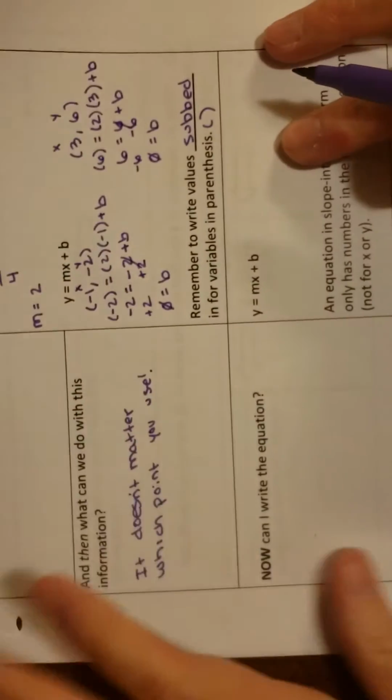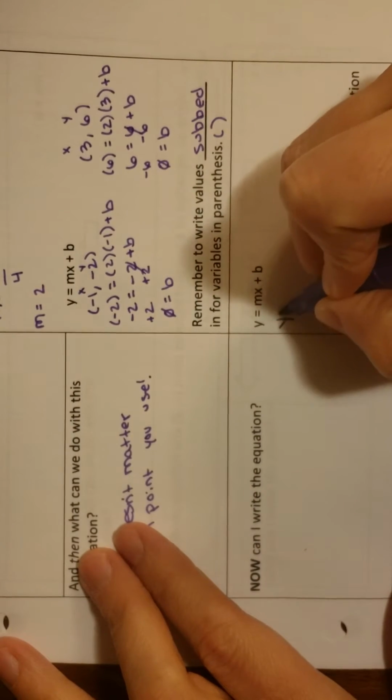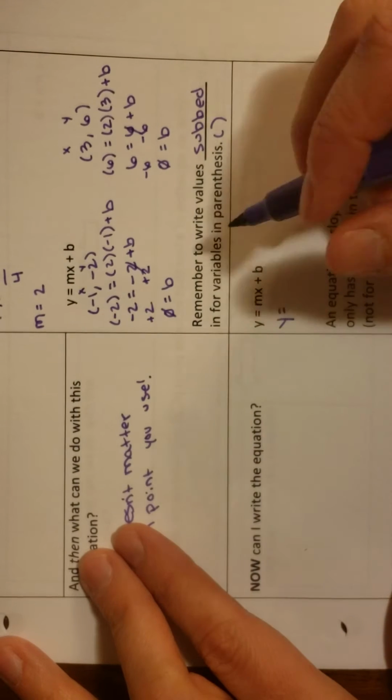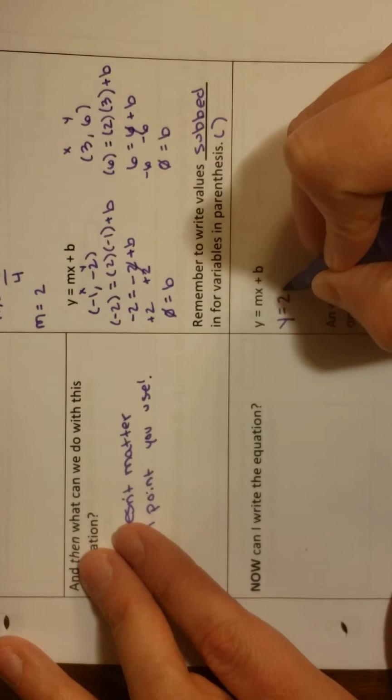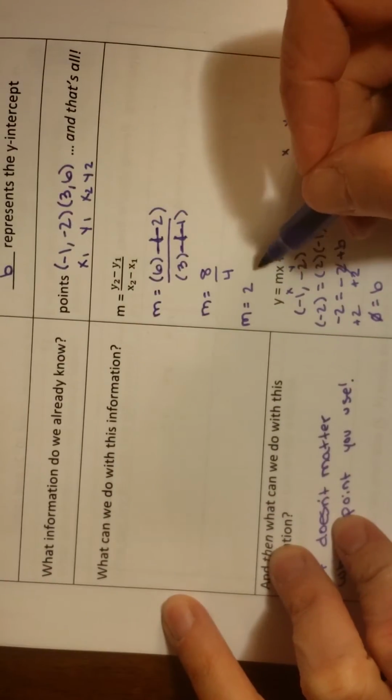Oh, sorry, I didn't mean to move you. Hold still. Okay, yeah. So y equals, remember you drop the x and the y. Once you've used them to find the b, you don't need them anymore, right? Okay, so 2x. We got the 2 when we solved for our slope.